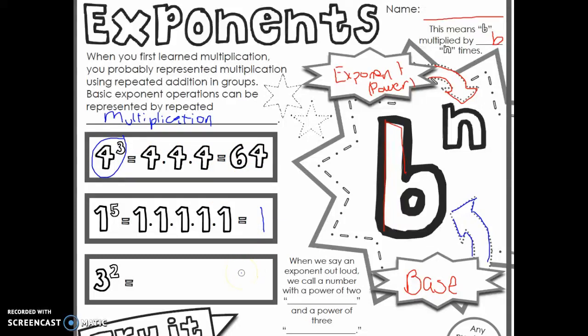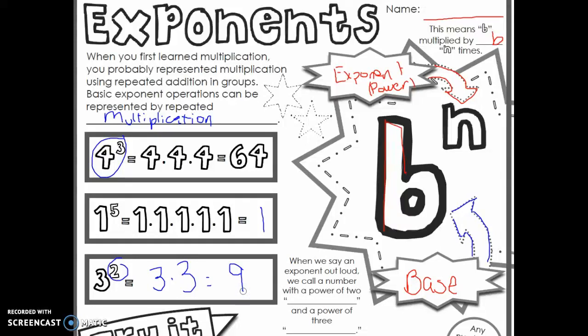Perfect. Now we have to do a little bit more work here. This is 3 to the 2nd power. So the base is what's being multiplied repeatedly. And how many of those do I need? It says here the exponent's 2. I need 2 of those. And now I have 3 times 3, which is 9.